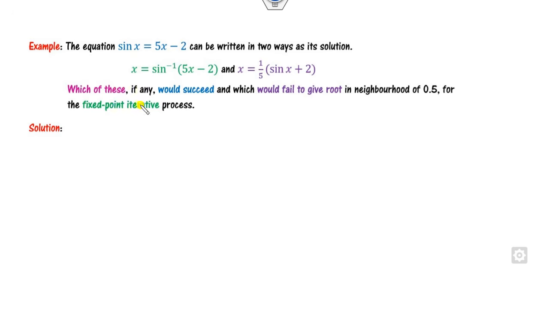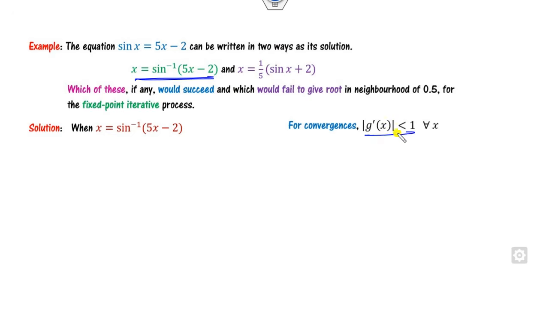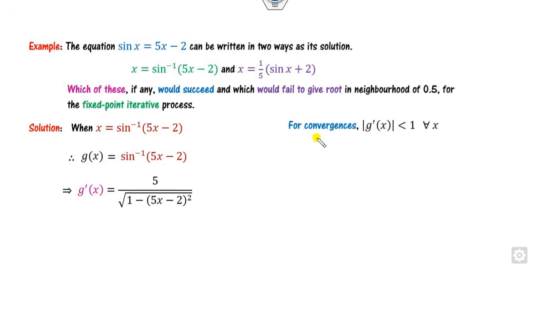Look at the second example. The equation x = ... can be written in two ways. Which of these is applicable for the fixed point equation? Very simple. We can say this is applicable only when this condition holds. So let's start with the first one. This is my g of x. We can find the derivative, which is here. Now for the convergence, I can substitute this value here.